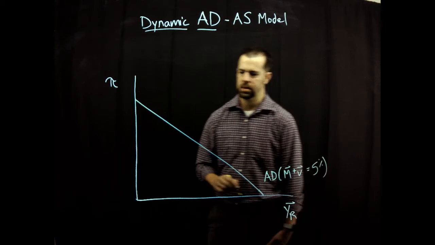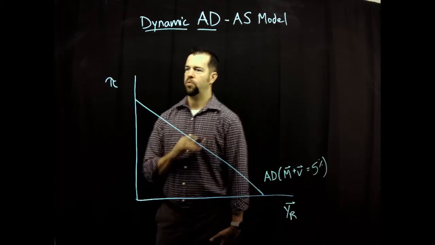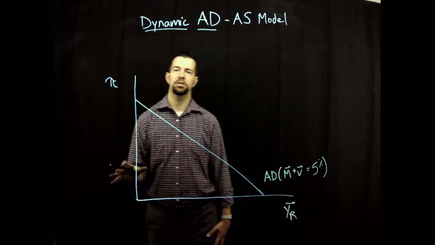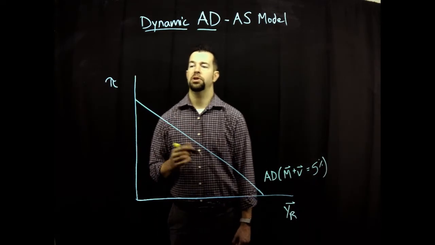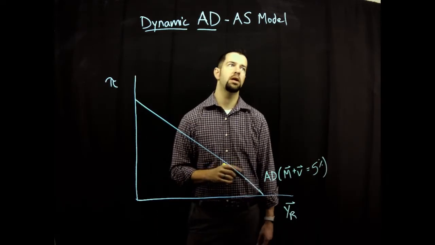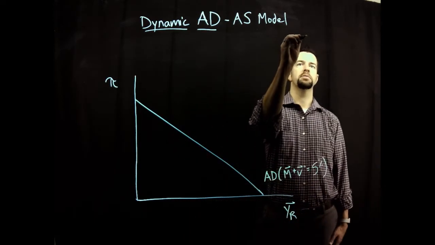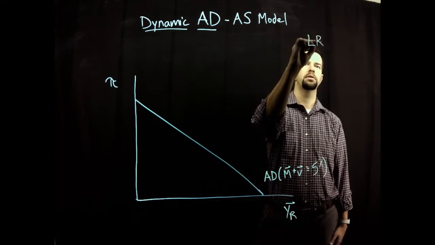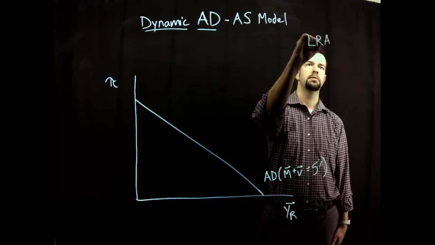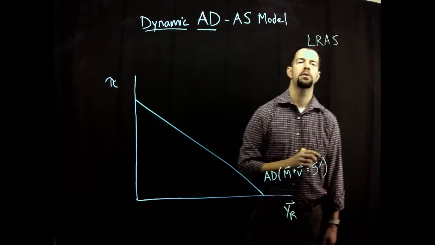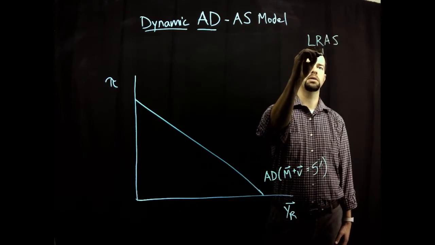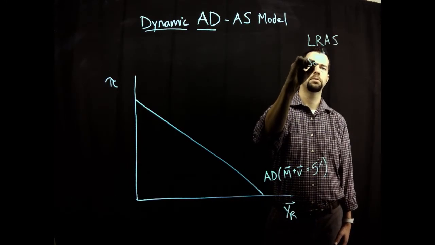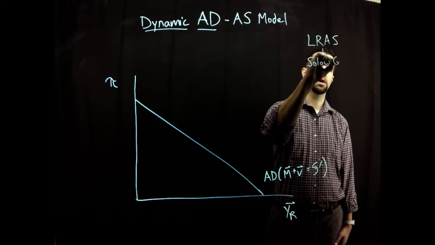All right. I'm not going to label any of the axes just yet, with coordinates, because I want to introduce a new curve, and it's called the long run aggregate supply curve. And this brings forth what we might call the Solow growth model.